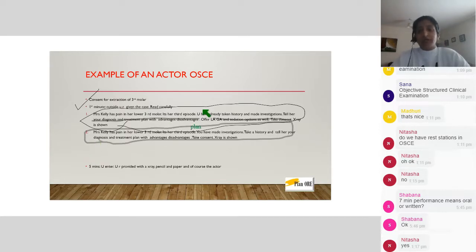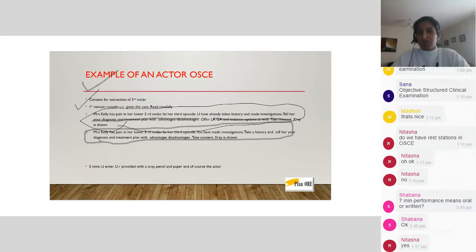It can also be a medical emergency. Like I told you, in an LDS exam, it can be an ME as well. But right now, I'm not talking about ME. Right now, I'm talking about all actor OSCEs except ME. We will come to the ME scenarios later on.